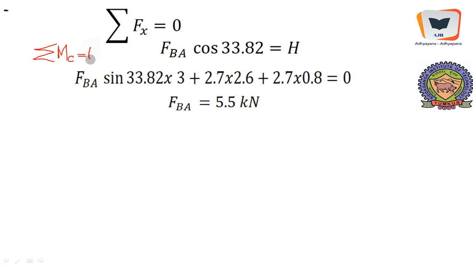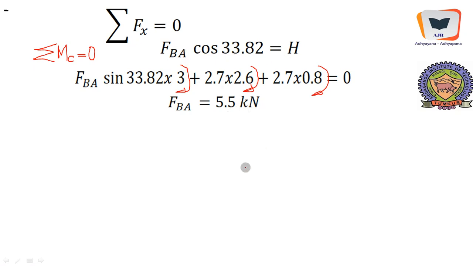We will take the moment, and this is clockwise moment. FBA sin 33.82 into 3, owing to the vertical component of the force in the bar, and this is the link force, the tensile force that is acting in the link, 2.7 into 2.6, and this is the other link, 2.7 into 0.8 equal to 0. So it will give us FBA equal to 5.5 kilonewton.